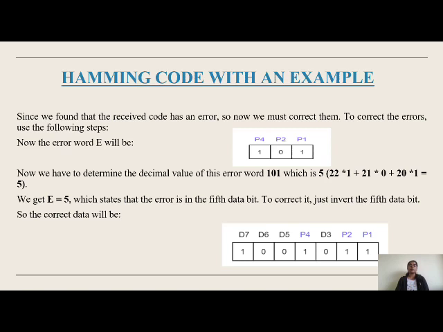P4 = 1, P2 = 0, P1 = 1. Now we have to determine the decimal value of this error word 101, which is 2^2 × 1 + 2^1 × 0 + 2^0 × 1 = 5. We get 5, which is equal to E, which states that the error is in the fifth data bit. To correct it, just invert the fifth data bit, so the correct data will be as shown in the image.